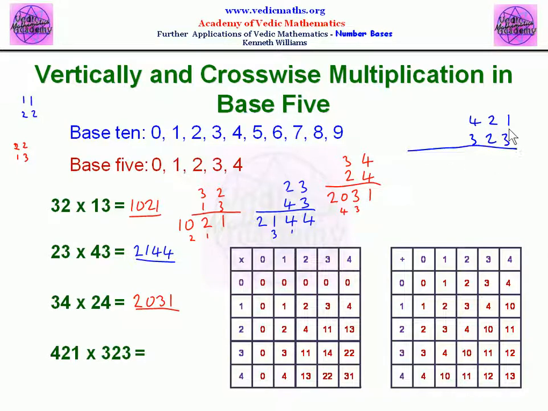Beginning on the right, we have 1 times 3, which is just 3. Then we'll have the crosswise step here. 3 times 2, that's 11. And 2 to add on is 13. Put down 3, carry 1.